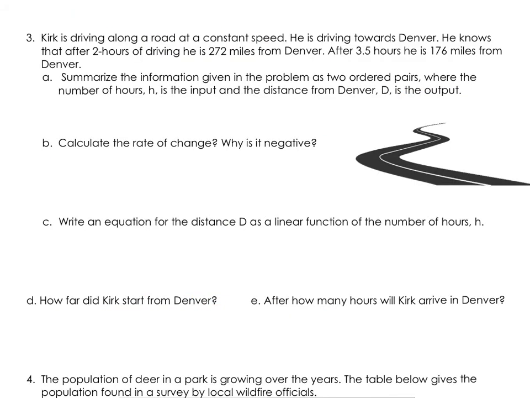The next question says that Kirk is driving along a road at a constant speed. He is driving towards Denver. He knows that after 2 hours of driving, he is 272 miles from Denver. After 3.5 hours, he is 176 miles from Denver. Summarize the information given in the problem as two ordered pairs where the number of hours, h, is input and the distance from Denver, d, is the output.